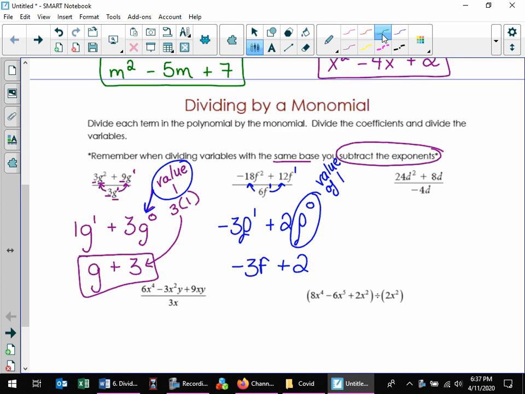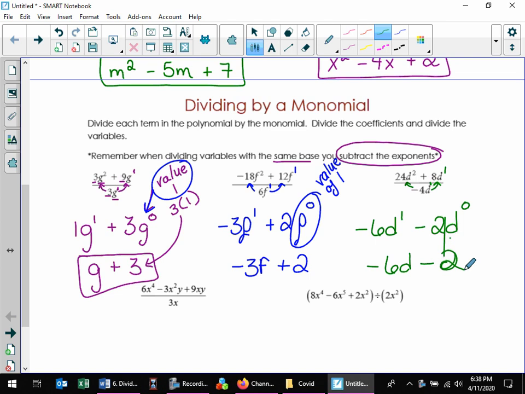So I'm going to draw my little arrows because that has to go into both terms. So 24 divided by negative 4 is going to be a negative 6. And we're going to have d squared divided by d is d to the exponent 1, and 8 divided by negative 4 is a negative 2. And those d's, keep my d, go to a 0. So I'm going to have negative 6d minus 2.